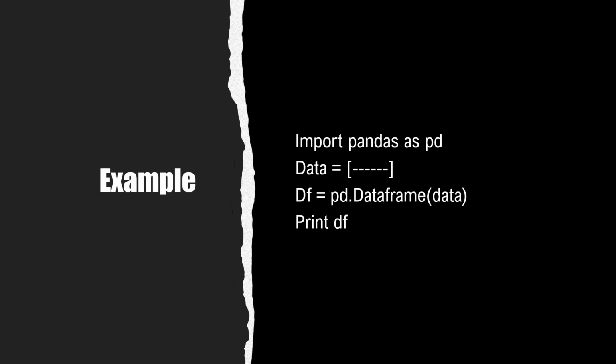This is an example of how to read a data frame, how to read any type of data, any Excel sheet or any CSV file, it can read through the data frame. Import pandas as pd. That means it will import the pandas library under a short form called pd. Data equal to blank. We should give the data from our local storage. So df, the data frame, is stored in the df. When we print the df, we get the table of that particular data set.